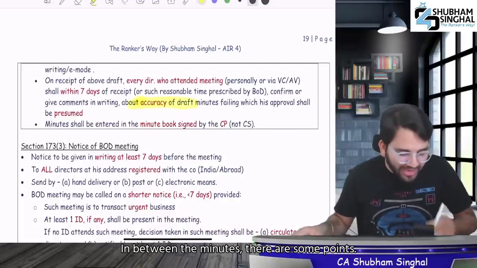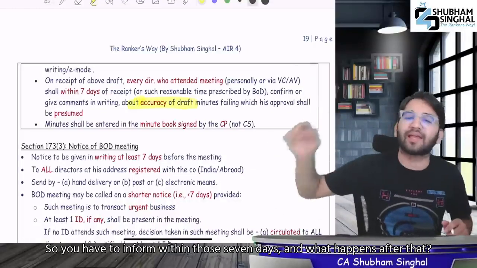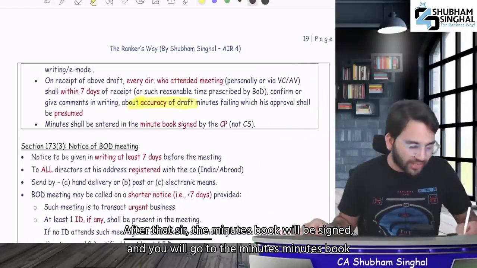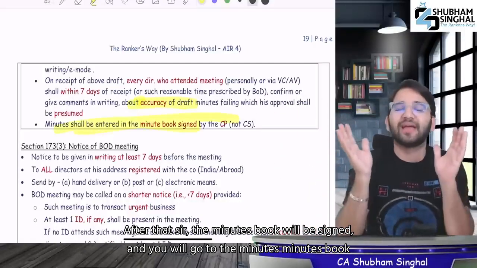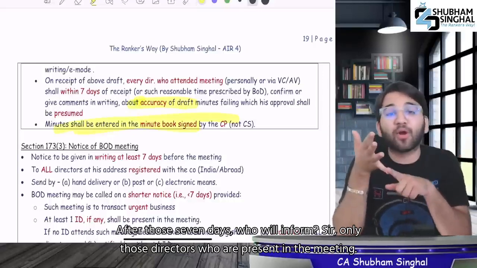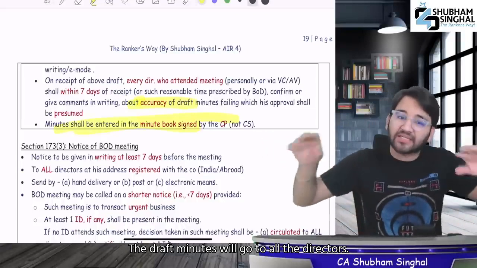And if they have any points regarding accuracy of minutes, that you did this wrong, okay? You have to inform within 7 days. Furthermore, after that, the minutes book will be signed and will go to the minutes book. Is this clear? How many days did you get? 7 days. Who will inform after 7 days? Only those directors in the meeting. Draft minutes will go to all directors.